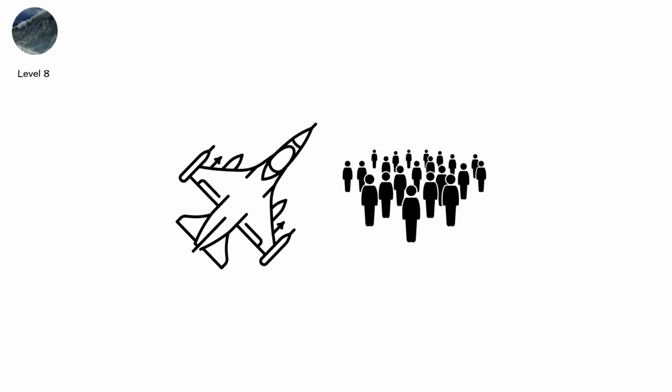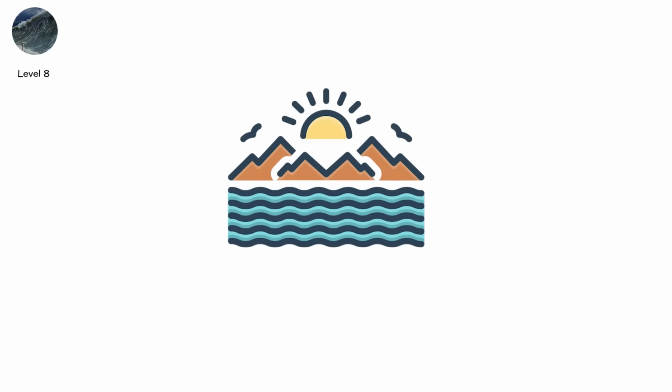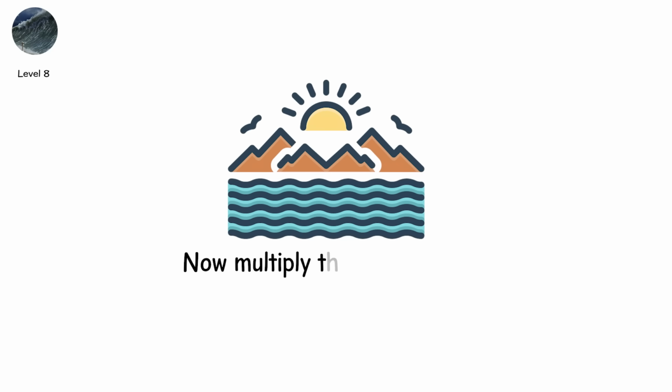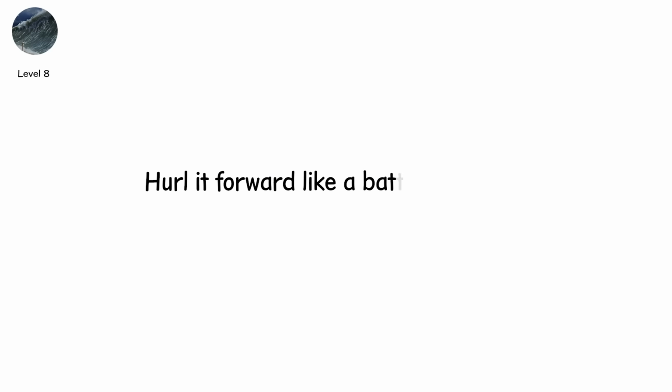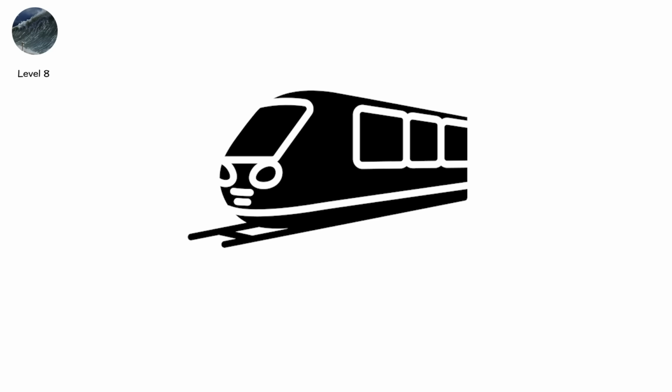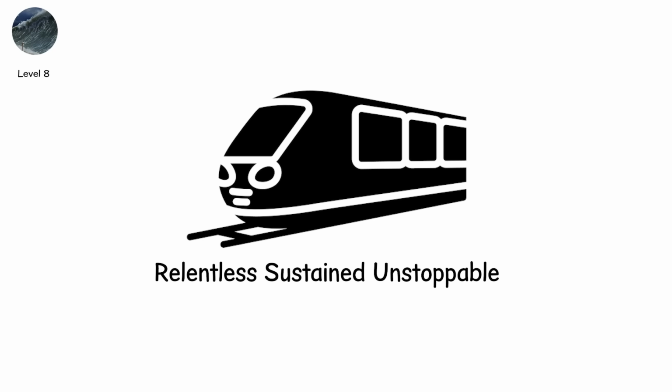The force is beyond human comprehension. 1 cubic meter of seawater weighs a ton. Now multiply that by millions and hurl it forward like a battering ram. Not one wave, not even three. A train of them, relentless, sustained, unstoppable.